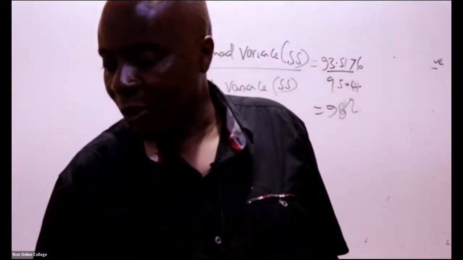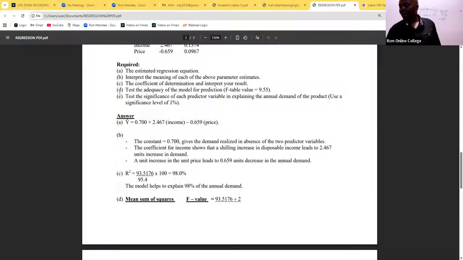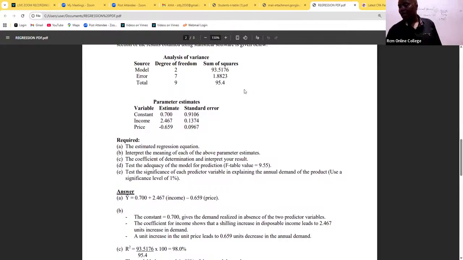Ladies and gentlemen, I'll take you straight away to this one here. So D, they want me to test the adequacy of the model for prediction, and they've given me the F tables value as 9.55. So the only thing I need to do is to calculate the F ratio from these things. Somebody calculate the F ratio for us. So first I have the hurdle rate.